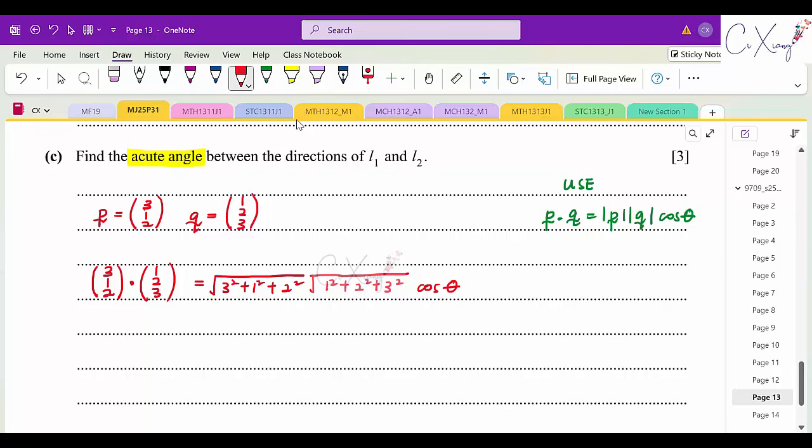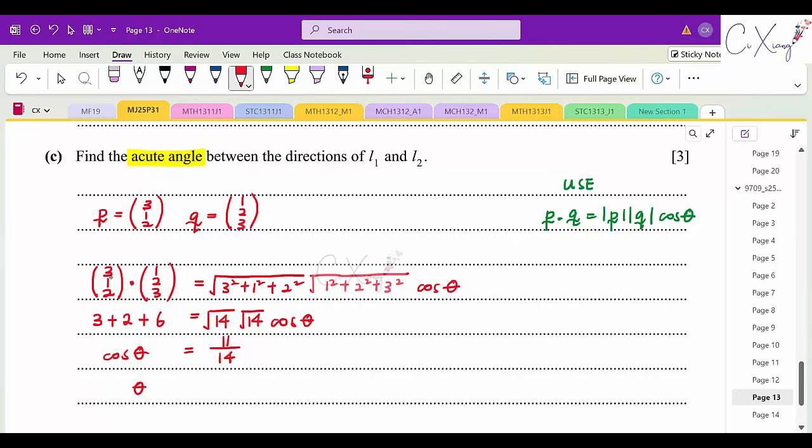Next, let us simplify the equation. Dot product means you multiply x with x. 1 multiplied with 3, you get 3. Plus 1 multiplied with 2, you get 2. Plus 2 multiplied with 3, you get 6. Then simplify the right hand side. I have square root 14, square root 14, then cos theta. Continuing further, I move all the numbers to the other side and I have 11 over 14.